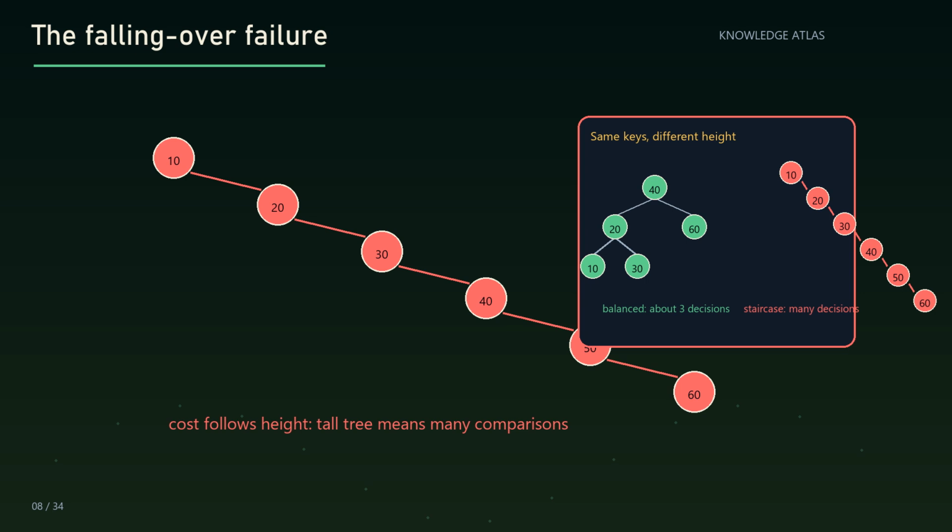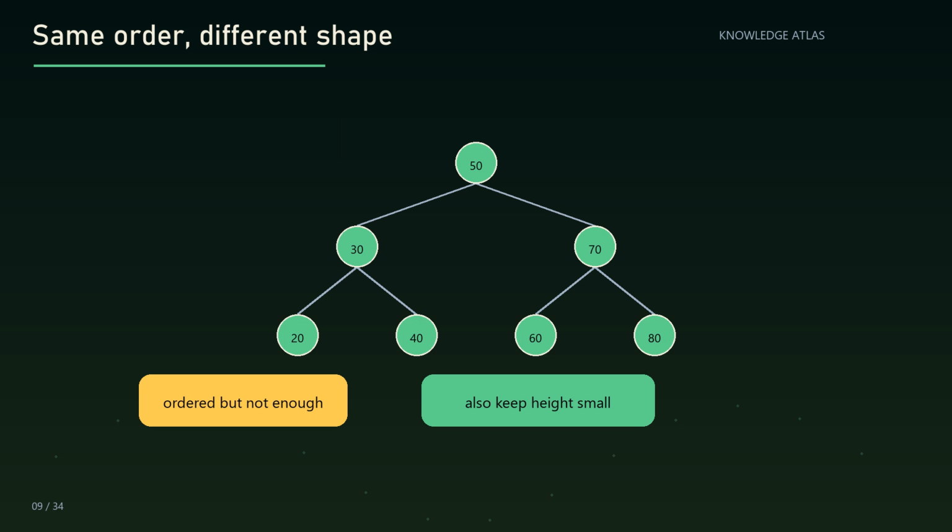If values arrive in sorted order and we do nothing, a plain search tree can become a crooked hallway. Every new value goes to the same side. The order rule is still correct, but the search path now behaves almost like a linked list. This is the key mental split. The keys can be in the same sorted relationship while the shape changes the bill. Order tells us which direction to walk. Balance controls how many doors we pass before we arrive.